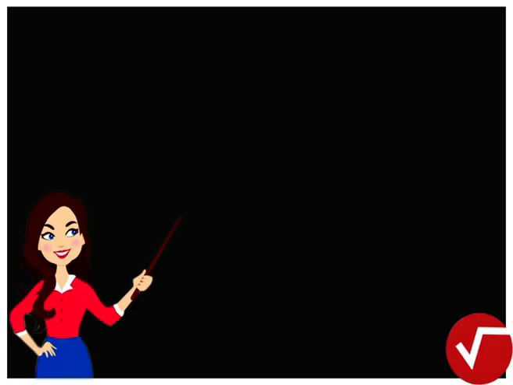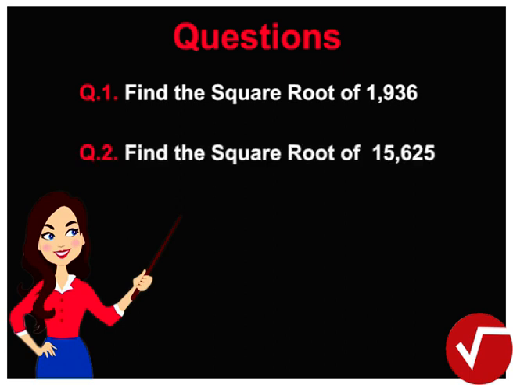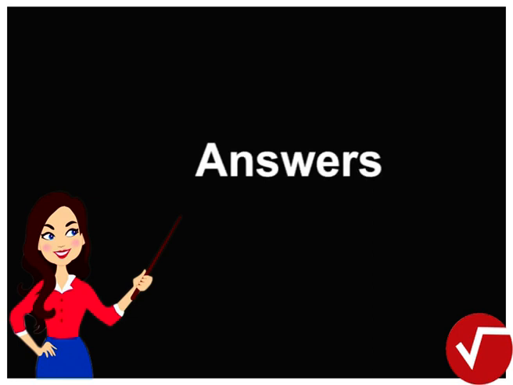Let's practice this method by solving the square root of the following questions, and these questions are perfect square numbers. Your first question is, find the square root of 1936. Your second question is 15,625, and you have to find the square root of this number. The answers to these questions will be given to you once you have completed the square root of these numbers.